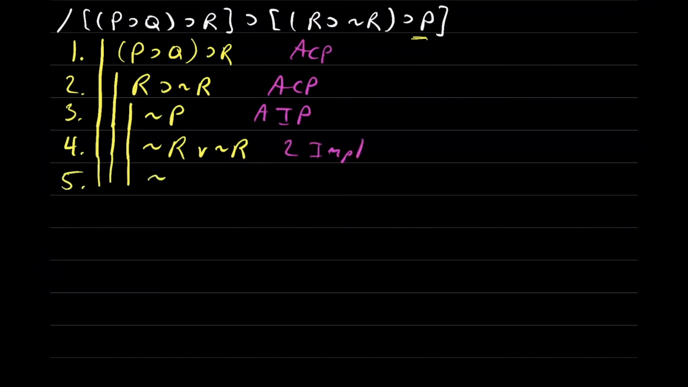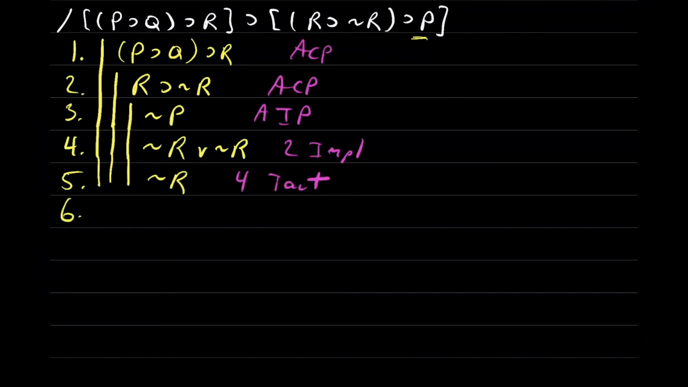So that'll just give me not R. So line 4 by tautology. And that's actually really nice because that gives me the negation of the consequent of the conditional in line 1, and I can do modus tollens. So let's do that step.